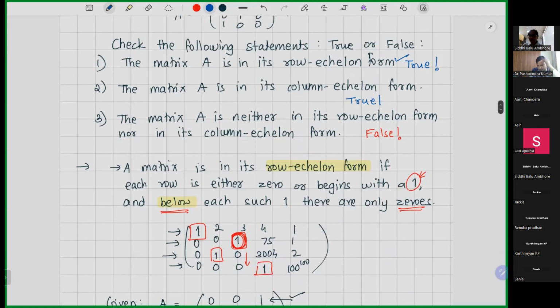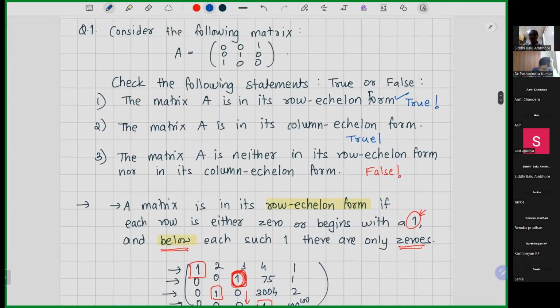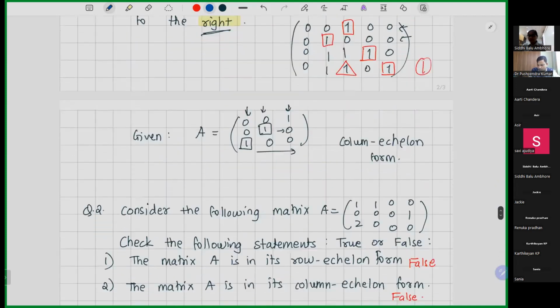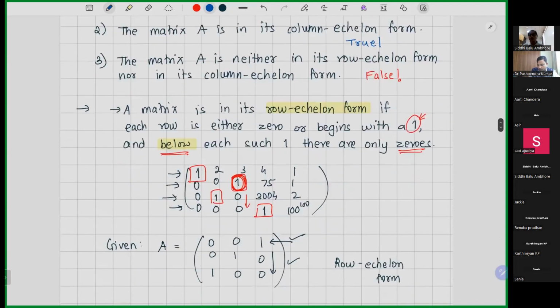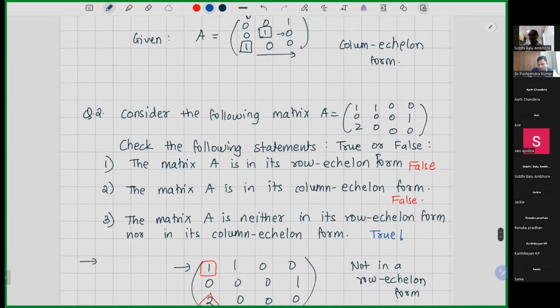However, if you go and check this statement, this matrix again was not in row echelon form and it was not in column echelon form. This matrix, sorry, this was in row echelon form and column echelon form. Again, this matrix also, once it is not in row echelon form, it is again not in column echelon form.